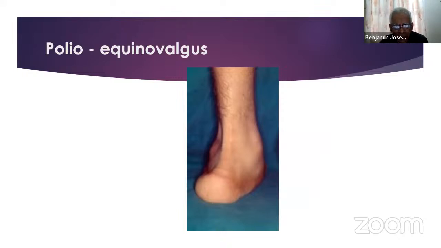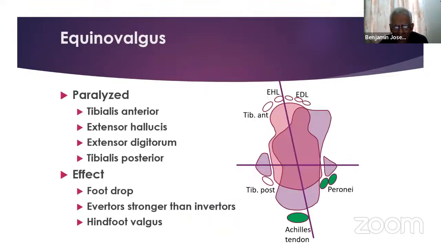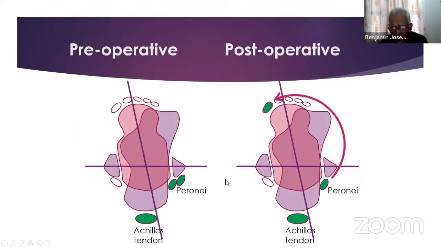If you've got an equinovalgus, which you see in polio, not many other conditions, you get paralysis of the tibialis anterior, the tibialis posterior, and the extensor tendons. Everters are stronger than inverters, and that's where you get a hindfoot valgus and a foot drop. So here we transfer the peroneus to the dorsum of the foot, but attach it onto the medial side, right?